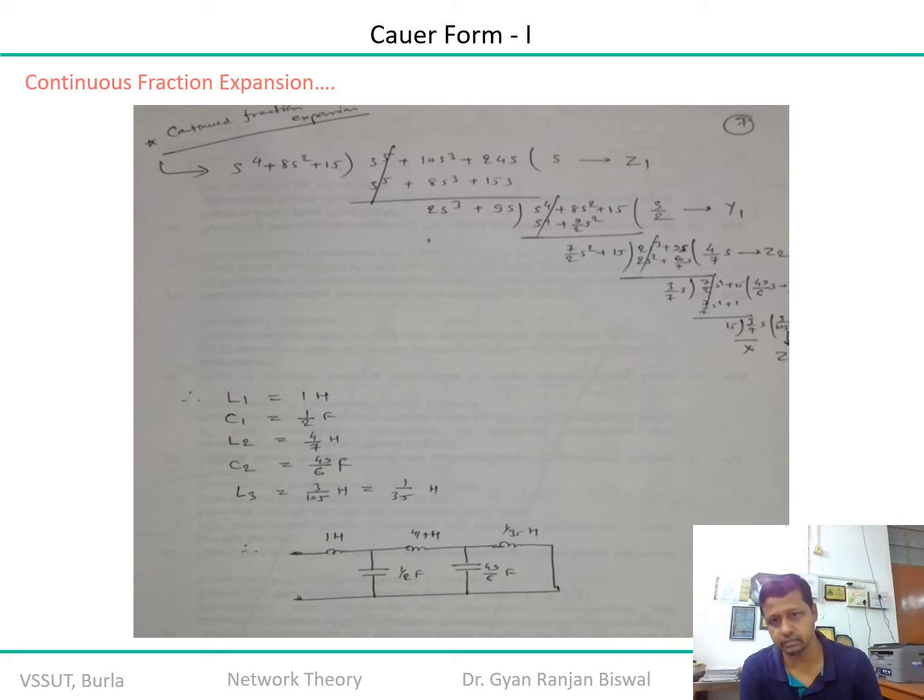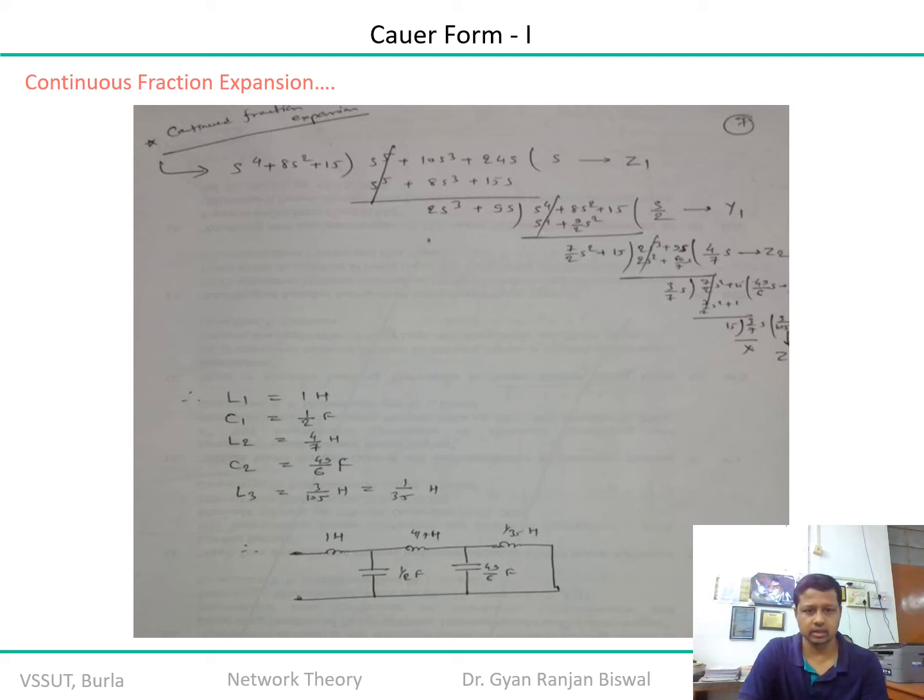Next is 47 by 6 s, so it is y2. So that means your c is equal to, sorry, in numerator, so it is 49 by 6, right? Similarly, the next you can come to your L3, that is equal to 3 by 105 or 1 by 35 Henry, right? So if you arrange in this way, first is L1 is equal to 1 Henry.